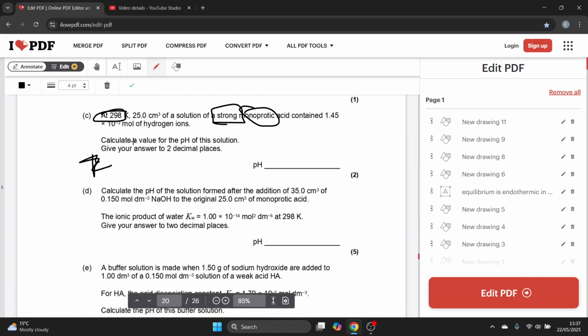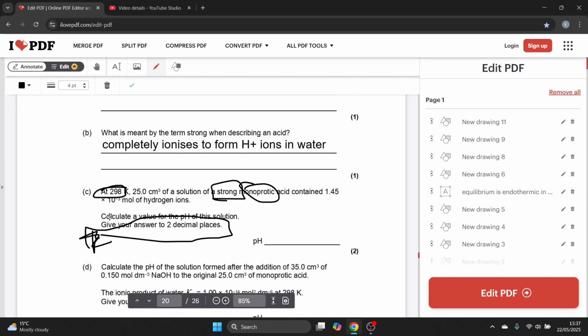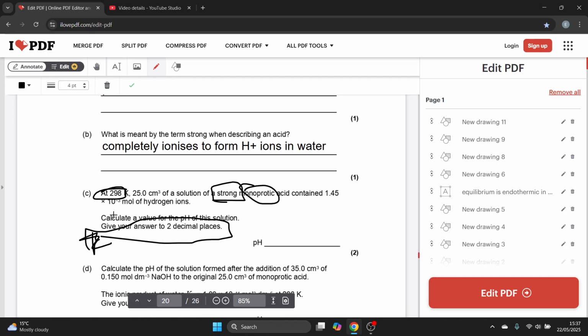At 298 Kelvin, 25 cm³ solution of a strong monoprotic acid contained 1.45 times by 10 to the power minus 3 moles of hydrogen ions. Calculate a value for pH of the solution. Answer to 2 decimal places. Well, before I carry on, even if it doesn't give you this, always, and please, I mean this, always give your answer to 2 decimal places.